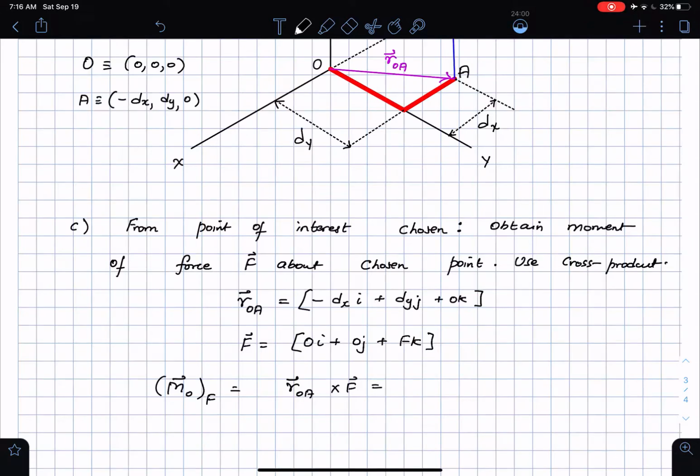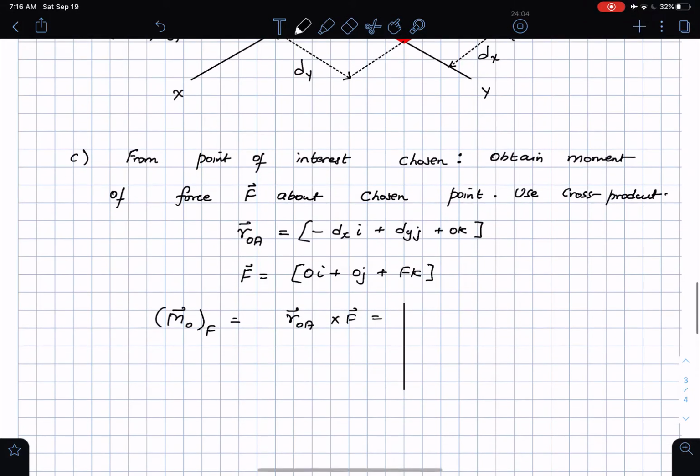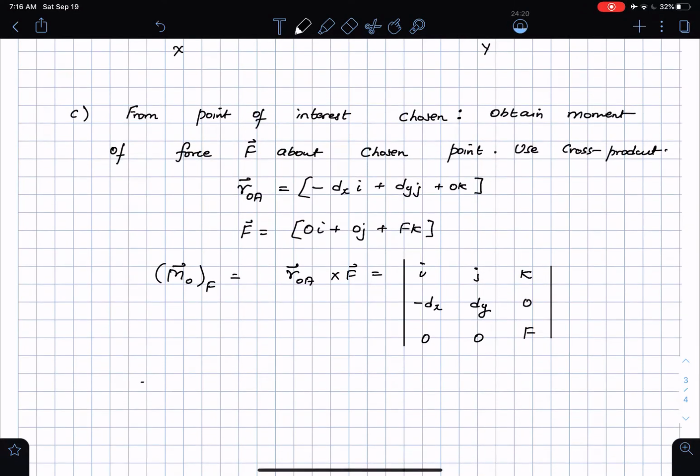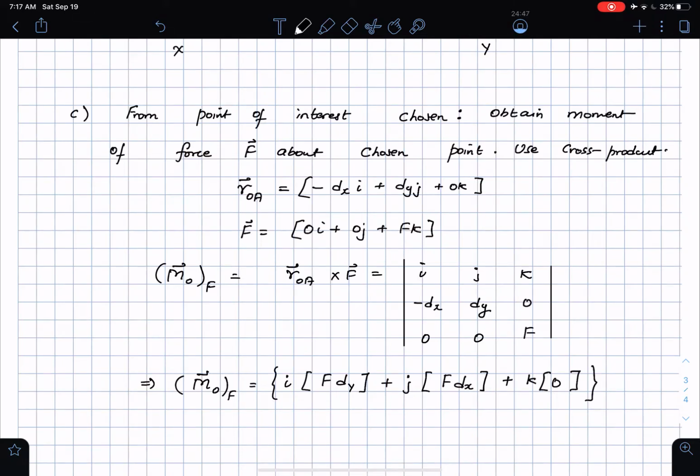This is typically what you've been doing for the scalar vector approaches. And this is the determinant i, j, k. Second row is going to be minus dx, dy, 0. Third row is going to be 0, 0, and then F. If I compute this determinant, I end up with the following: i times F dy, plus j times F dx, plus 0 times k. This is what I'll end up getting for this moment.